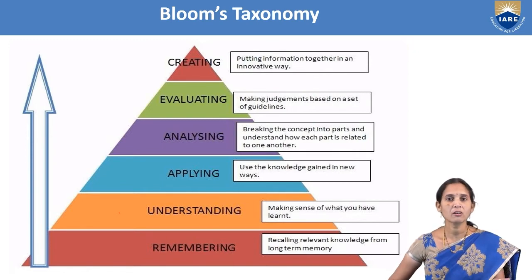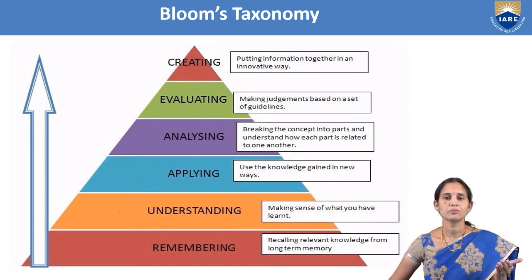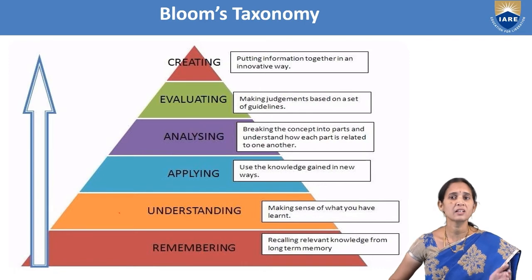Analyzing: breaking the concept into parts and understanding how each part is related to one another. In a galvanic cell, we can take different parts: the anodic half cell, the cathodic half cell, and how the battery works. When we combine these half cells and connect them to the voltmeter, then the functioning starts here. So, breaking the concept into parts and understanding how each part is related to one another.